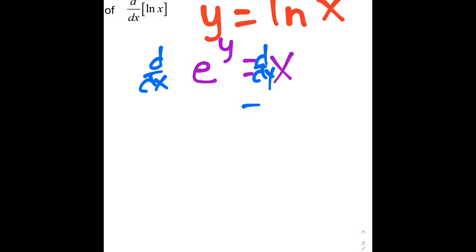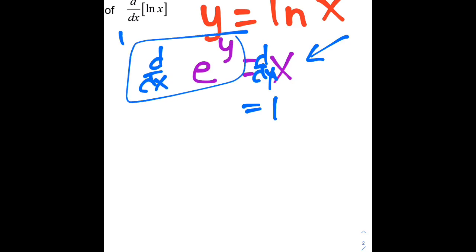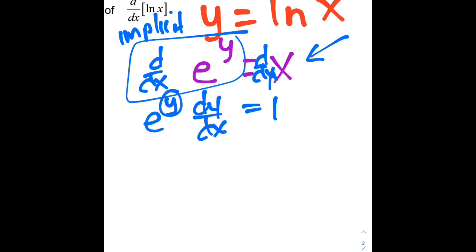Now, the right side is easy. The derivative of x with respect to x is just 1. But friends, implicit differentiation kicks in. So what is the derivative of e to the y? Well, it is just itself, e to the y, but then I have to multiply it by the derivative of y with respect to x. And then when I solve for dy/dx, I end up with 1 over e to the y.